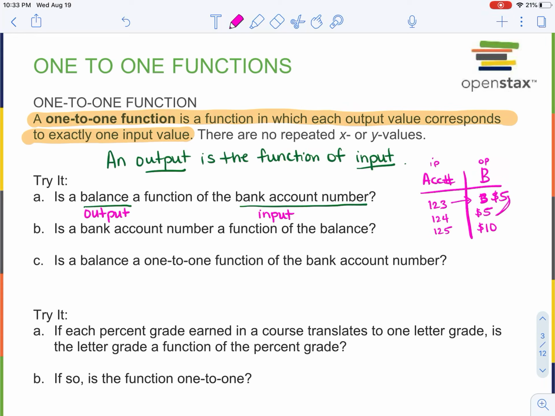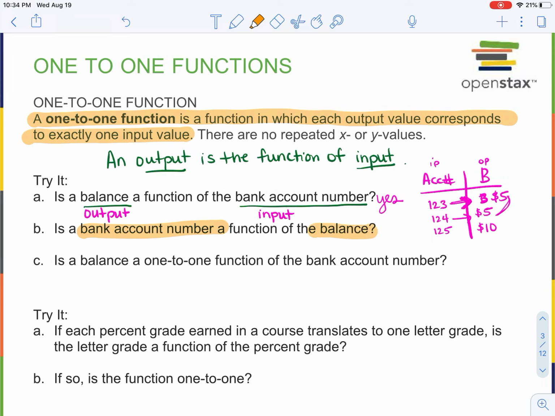It just matters that account number 123 has one specific balance. Now, yes, it changes over time, but at any given time, it has one balance. There are not two different balances in one account. Account number 124 has one balance at any given time. So, is this a function? Yes.